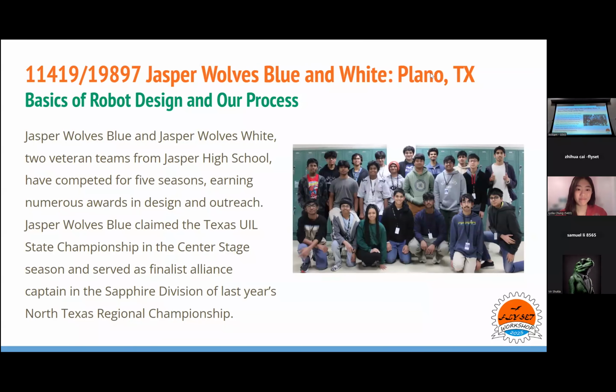The sister teams 11419 and 19897, Jasper Rolls Blue and White from Plano, Texas. We'll be talking about the basics of robot design and their process for robot design. Jasper Rolls Blue and Jasper Rolls White are two veteran teams from Jasper High School, and having competed for 5 seasons, they have earned numerous awards in design and outreach.